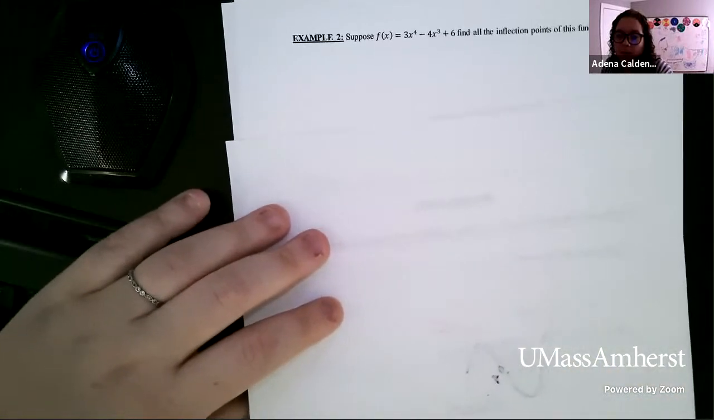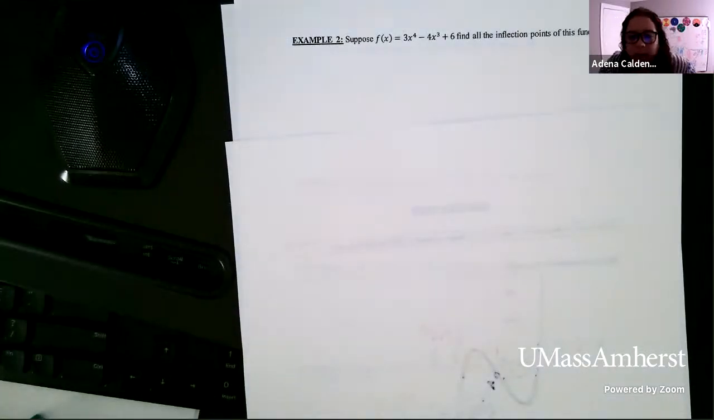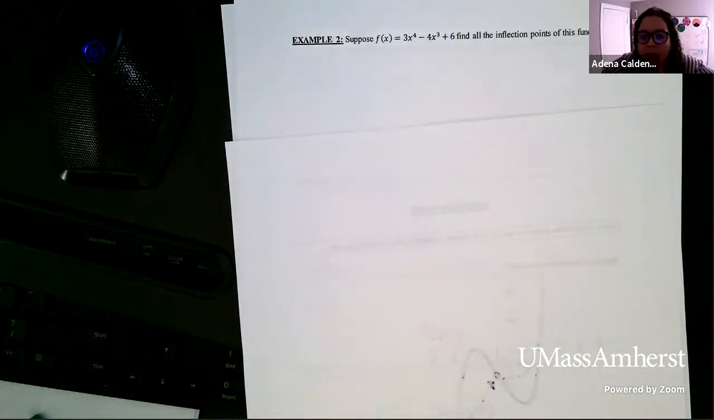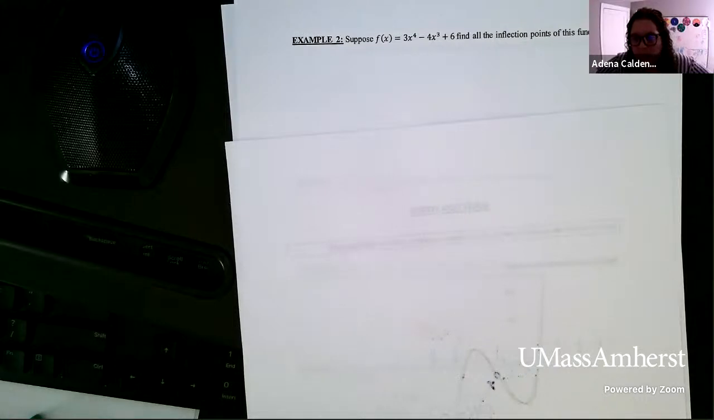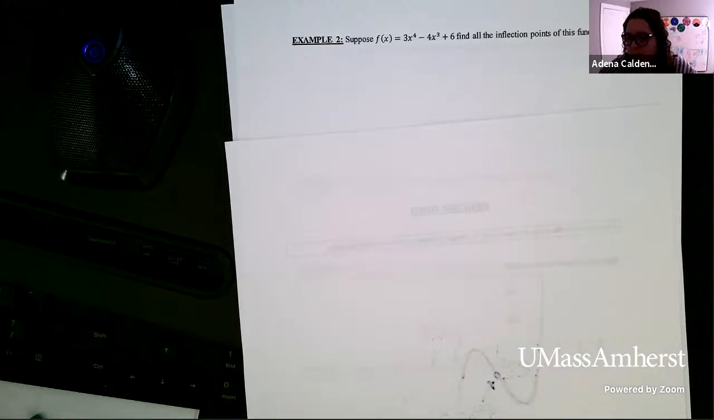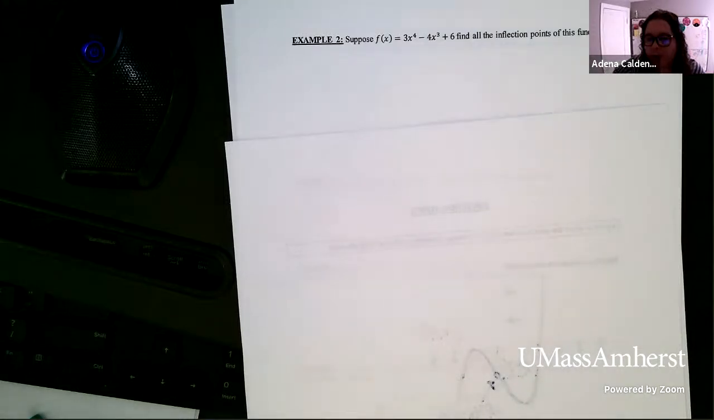Okay, so consider the function 3x to the 4th minus 4x cubed plus 6. I want you to find the inflection points of this function. So you'll find the first derivative, then the second derivative, and set the second derivative equal to 0. Then any possible inflection points, you're going to chart on a number line, and you're going to test the intervals to see if we change signs around possible inflection points. Okay, so take about 2 minutes, see what you can work out, try it out, and then we'll go through it together.